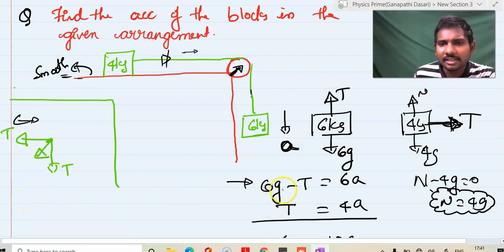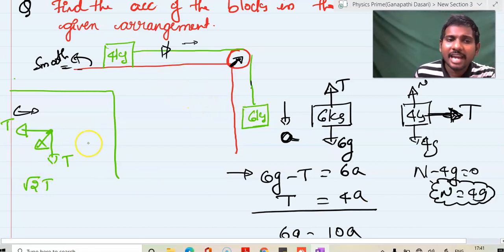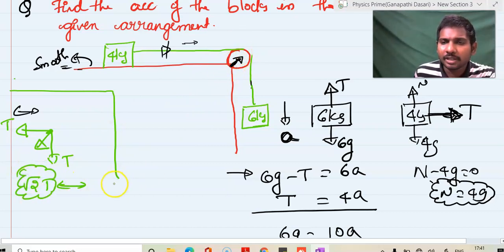What is the tension here? Substituting, tension is equal to 4 into the resultant force will be root 2T on the pulley by the strings. So there should be an opposite tension applied by the clamp on this pulley to balance this root 2T. So the tension T dash due to the clamp on the pulley is root 2T.